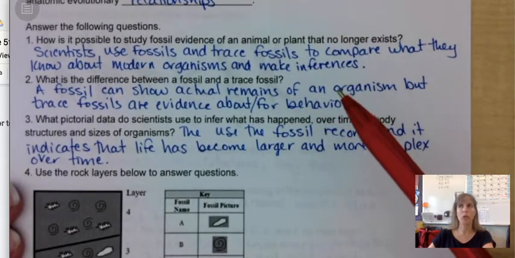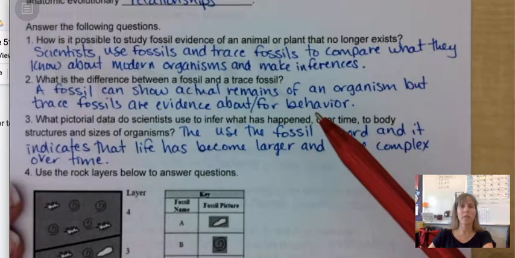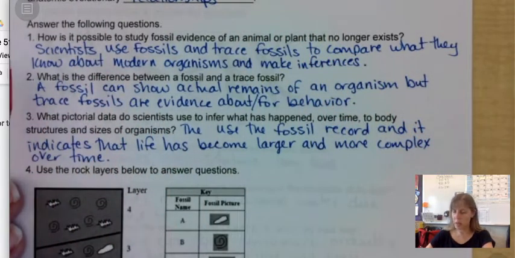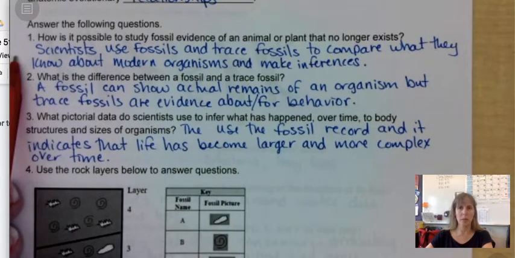Of course, I will give you multiple choice questions, but some I might actually ask you to respond or fill in the blank. So the first question is, how is it possible to study fossil evidence of an animal or plant that no longer exists? You might remember the lesson where we had the puzzle pieces and we just kind of knew how to fit them together because of things we already knew. We could recognize patterns and shapes and lines and sizes, right? Well, scientists use fossils and trace fossils to compare what they know about modern organisms, and then they make inferences. Remember, an inference is an educated guess, right?